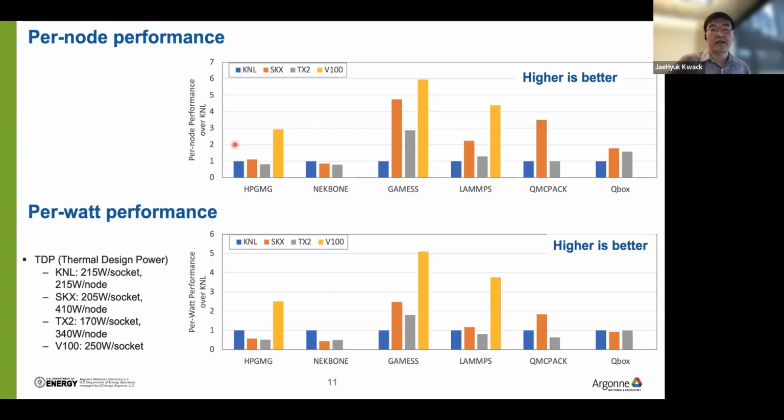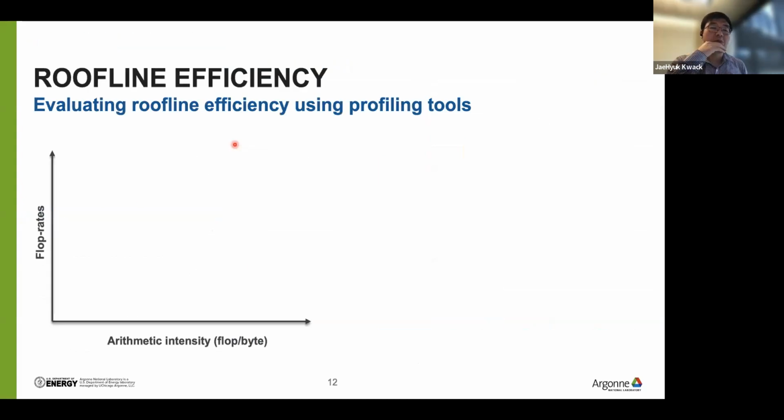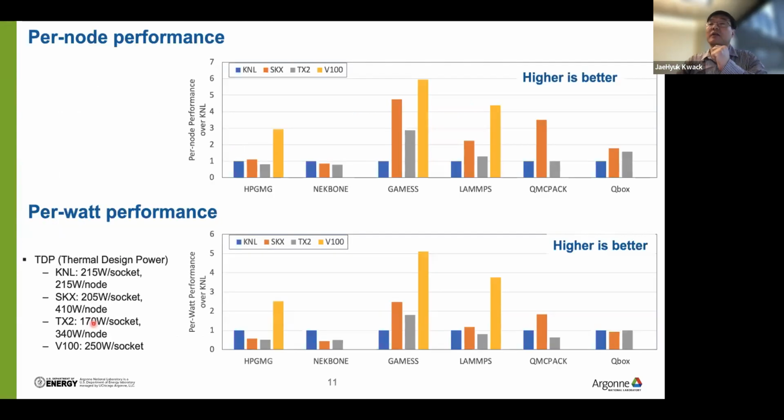Because of that, we picked the Roofline performance model to see the Roofline efficiency. In the Roofline model, we have the x-axis, which is the arithmetic intensity. Oh, before moving on, let me stop here. Do you have any questions?